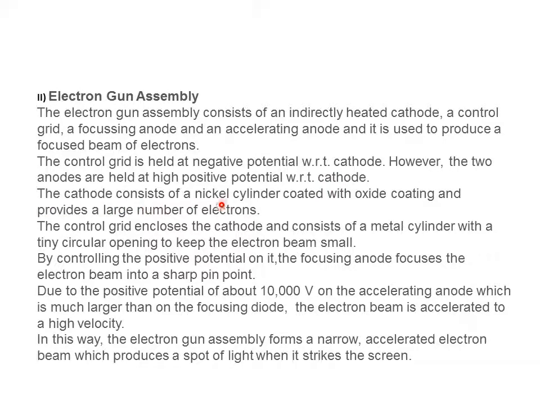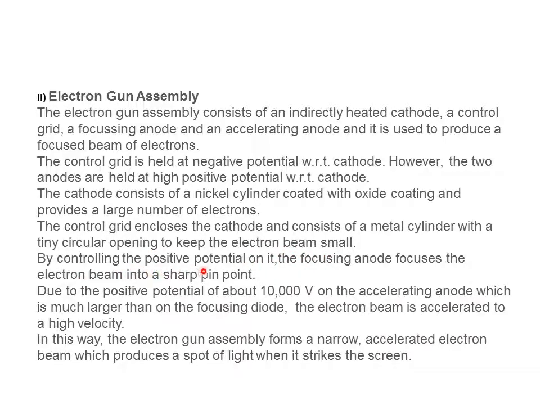The cathode consists of a cylinder coated with an oxide coating and it provides a large number of electrons. The control grid encloses the cathode and consists of a metal cylinder with a tiny circular opening to keep the electron beam small.